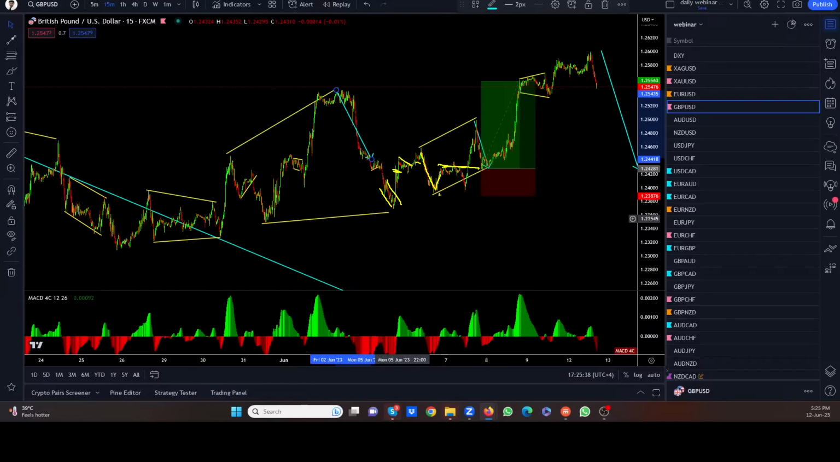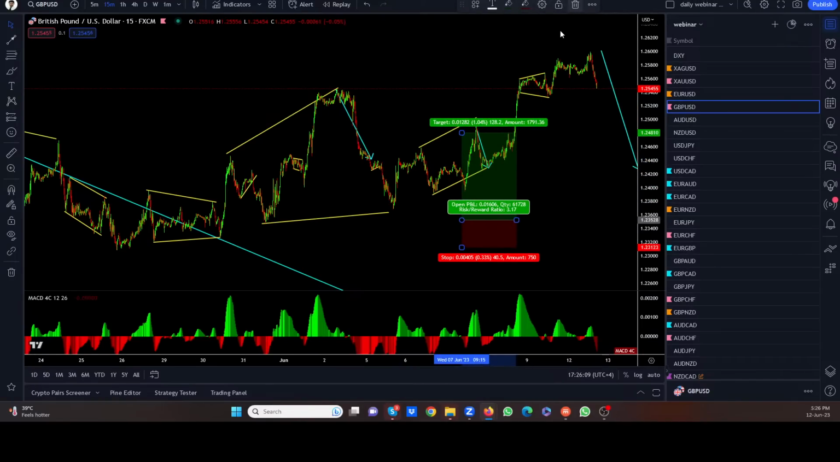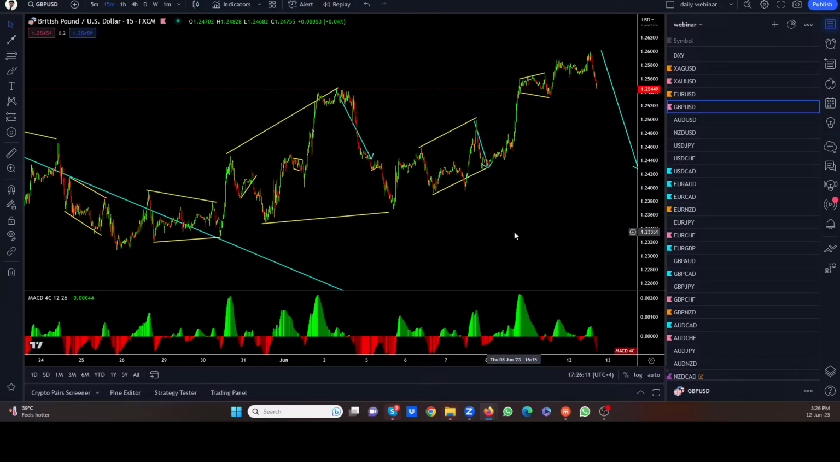The entry here, the stop here. The entry here, the stop here. If this goes and you still take the same target, the risk to reward sometimes is much better. What is also much better is that you have a higher probability of a trade going after a flag than not going. Once you get the flag, the probability of that trade going is much, much higher than assuming it's going to turn here.